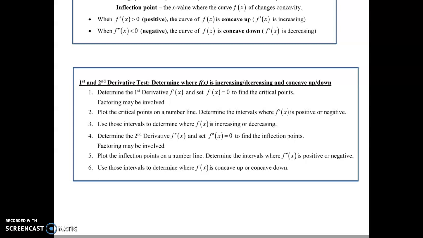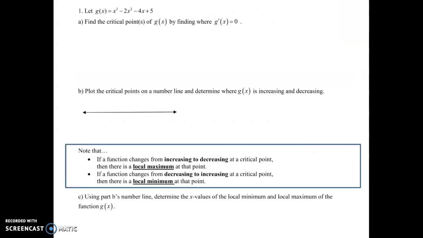Where the first derivative is positive, the function is increasing, and where it's negative, it's decreasing. Then we do the second derivative. We take the derivative of the first derivative and set that equal to 0, and that gives us our inflection points. We put those inflection points on a number line and find the intervals where the second derivative is positive or negative, and then use those to determine where the function is concave up or concave down. Those are the steps we're going to go through, and I'll go through two examples next. Our first example is g of x equals x to the third minus 2x squared minus 4x plus 5.